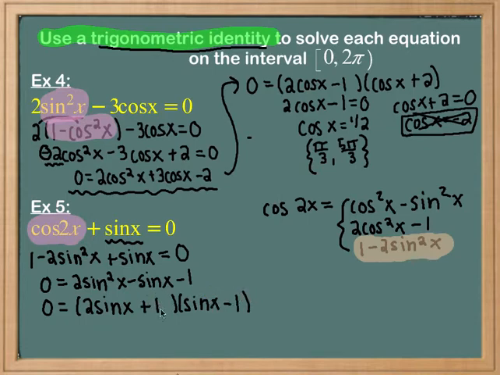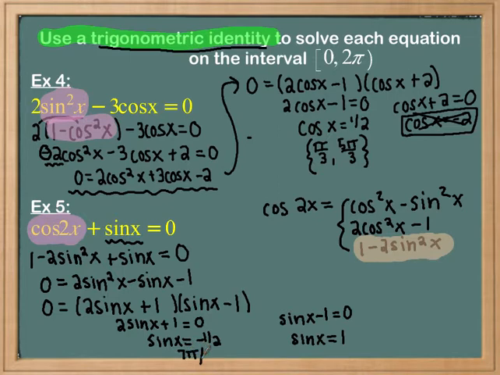Using my zero factor property, I set 2 sine of x plus 1 to 0, and I set sine of x minus 1 to 0. So when I solve, I get sine of x is 1, and I get sine of x is negative 1/2. Well, where do my solutions lie? My solutions lie at 7 pi over 6 and 11 pi over 6. And over here, sine of x is equal to 1 only at pi over 2. So my solution to this problem is pi over 2, 7 pi over 6, and 11 pi over 6.